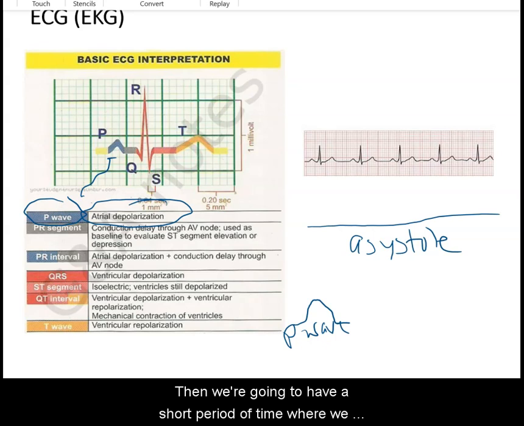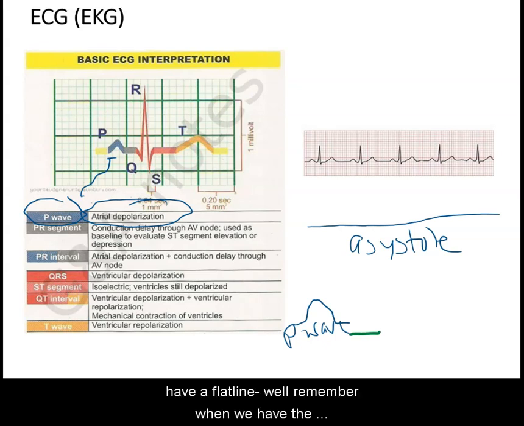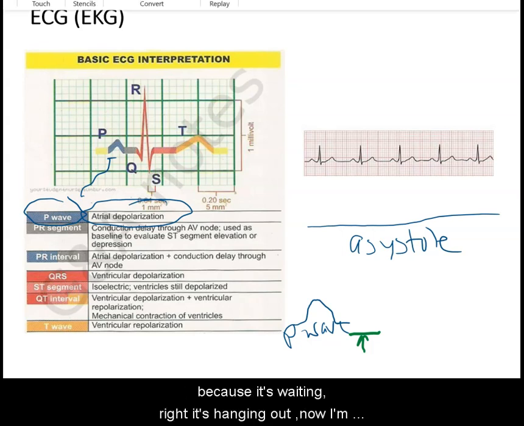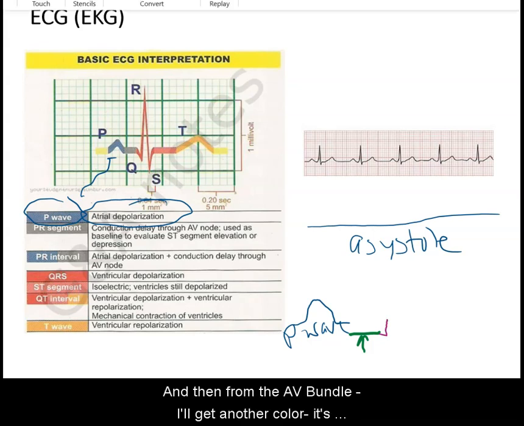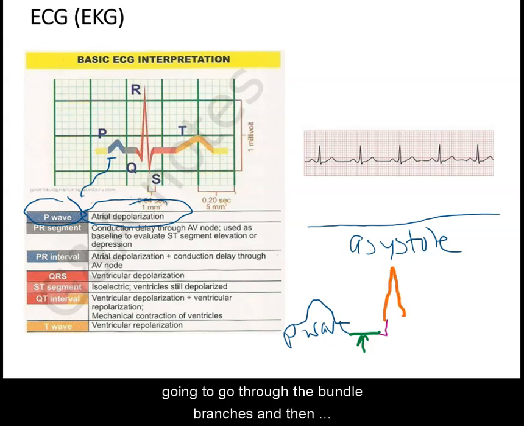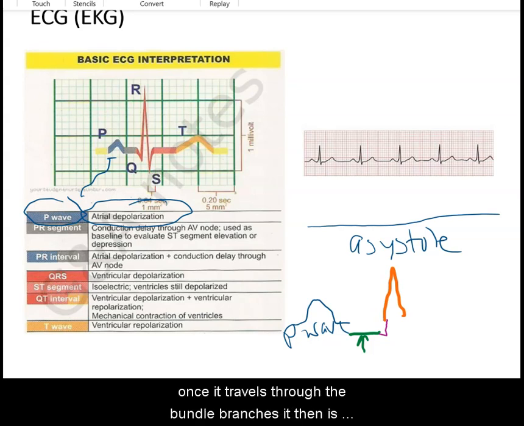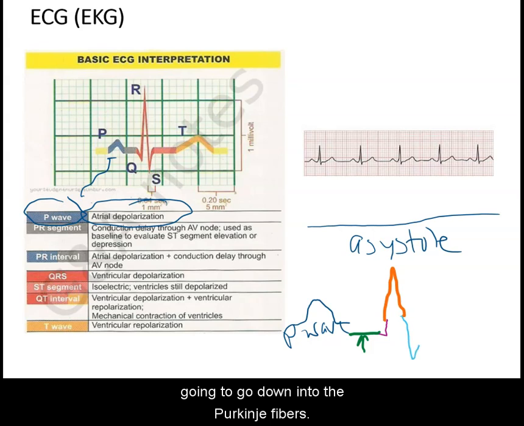Then we're going to have a short period of time where we have a flat line. Well, remember, when we have the flat line, the impulse is technically in the AV node. So that piece should be about 1/10 of a second long because it's waiting. It's hanging out. Now I'm going to keep going for a second. Once it goes to the AV node, then we know it goes down the AV bundle. And then from the AV bundle, it's going to go through the bundle branches. And then once it travels through the bundle branches, it then is going to go down into the Purkinje fibers.